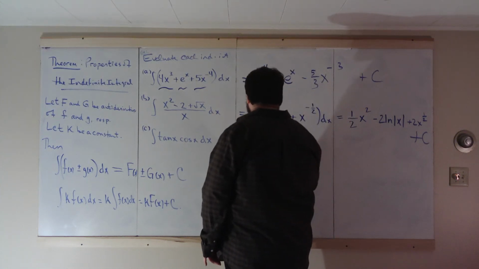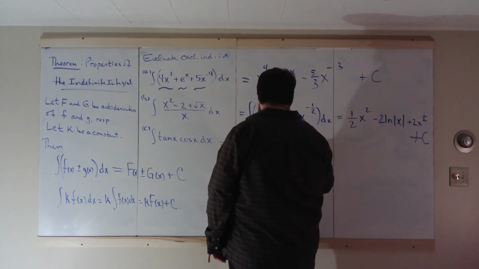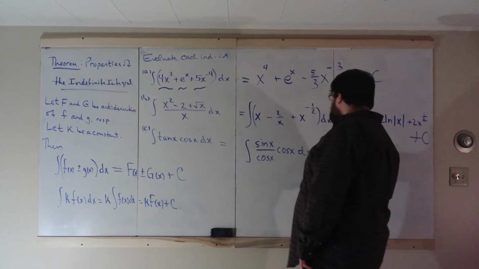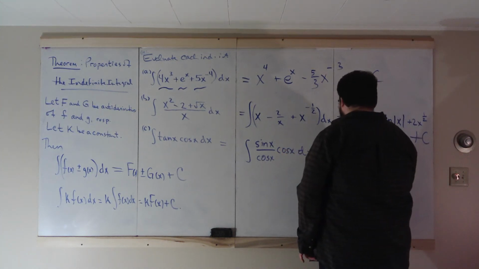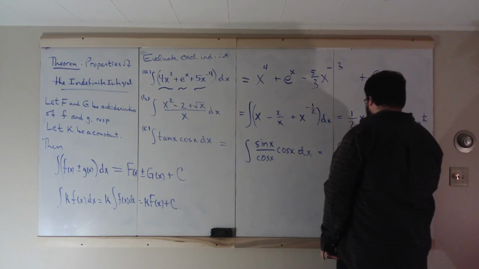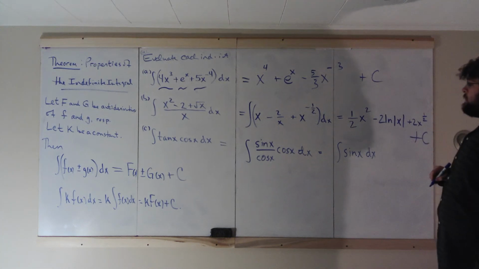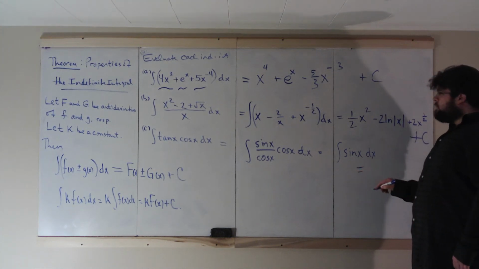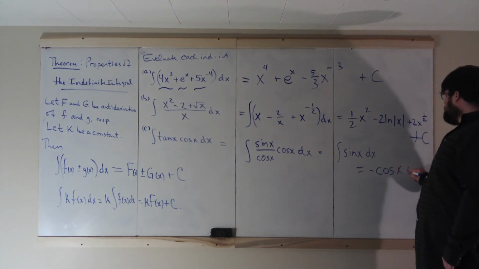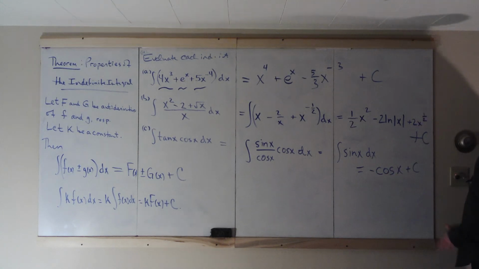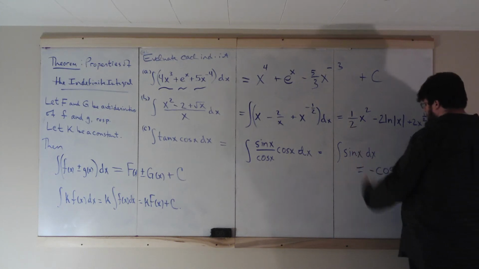How? Well, let's write it in terms of sines and cosines. Well, look at that. Cosine and cosine cancel. And we're left with sine. Rule 1, 2, 3, 4, 6 says integral of sine, negative cosine plus c, because the derivative of cosine is negative sine.